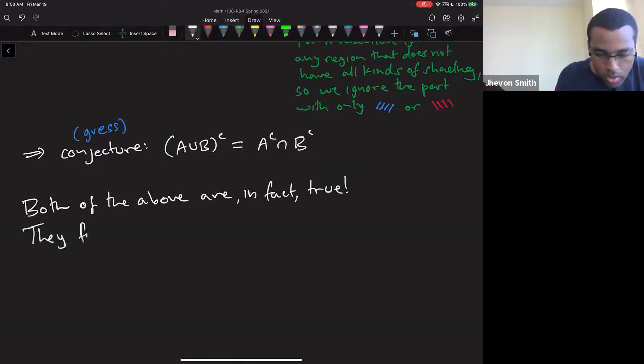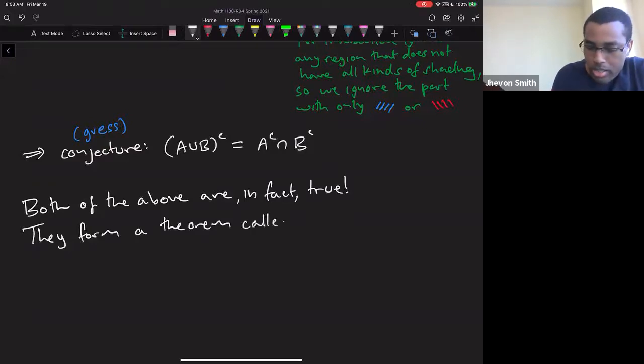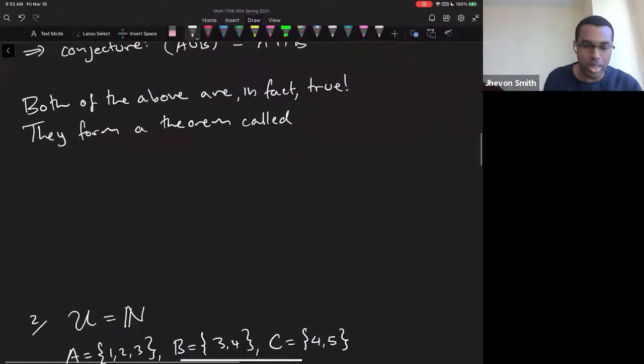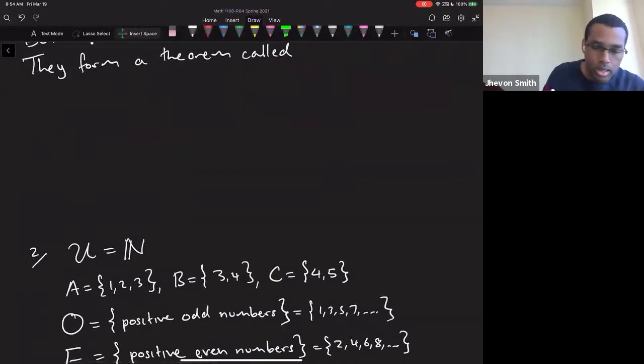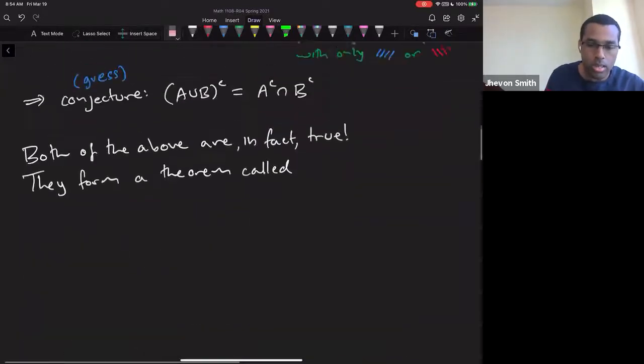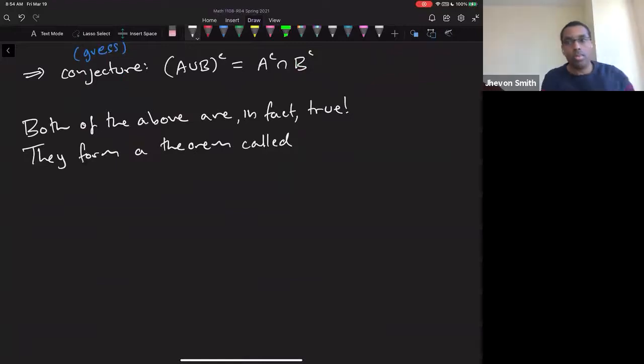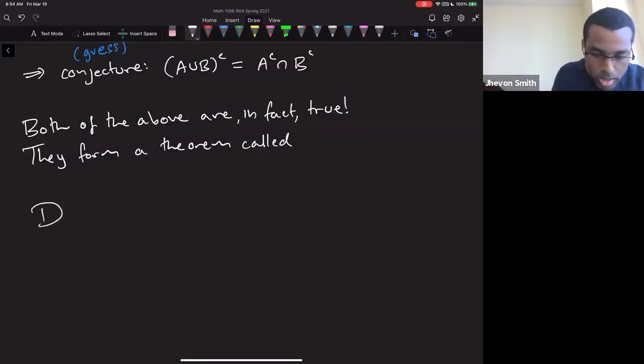They form a theorem, comprise a theorem called, does anyone know what these are called? Is there anyone who did set theory and knows what these two things are called? They're called De Morgan's laws. I don't know if anyone's ever heard that name before.